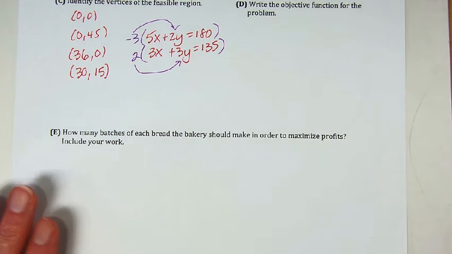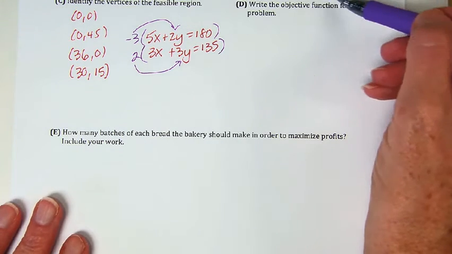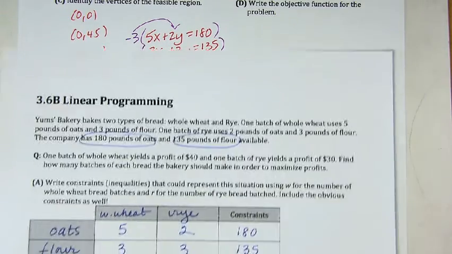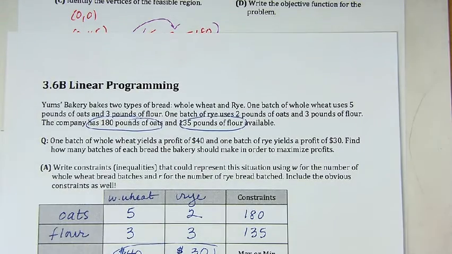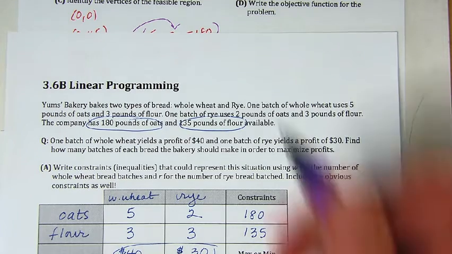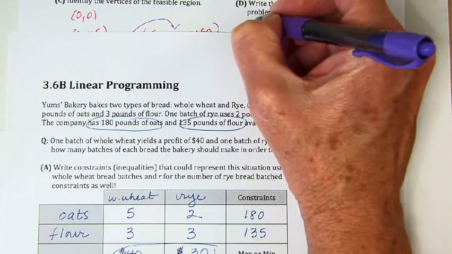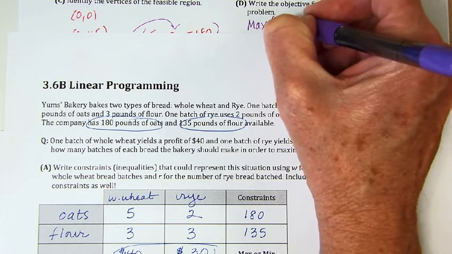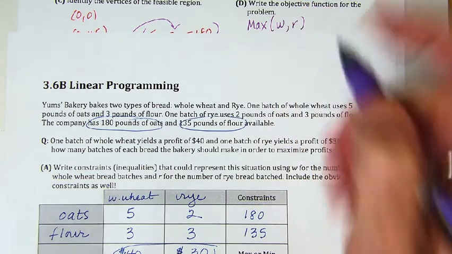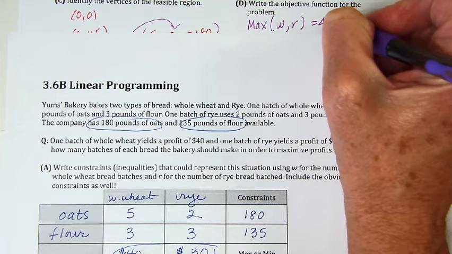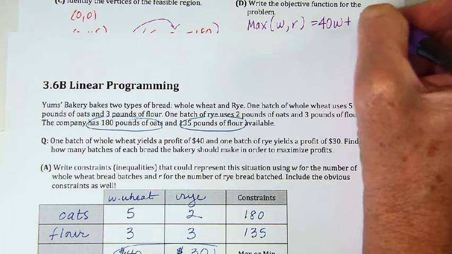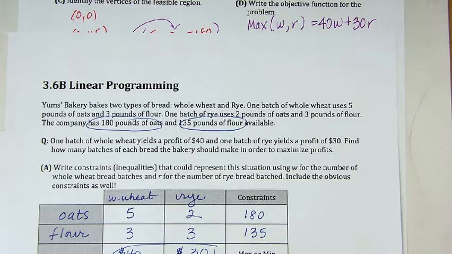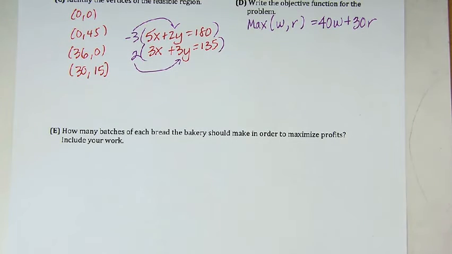Alrighty. It says, write the objective function for this problem. Well, let me go back to what my constraints were, and that objective. Our objective here was to maximize our profit. So we want to maximize our profit for wheat bread and rye bread, and we're going to make a profit of $40 per batch of wheat and a profit of $30 per batch of the rye bread.